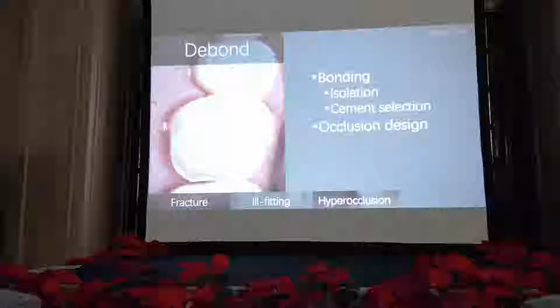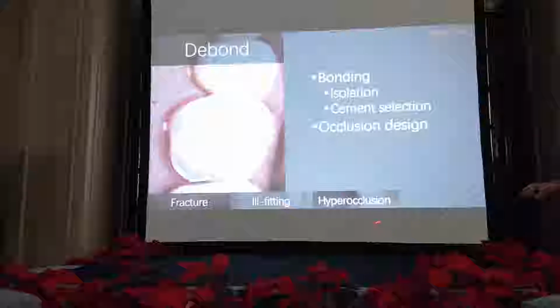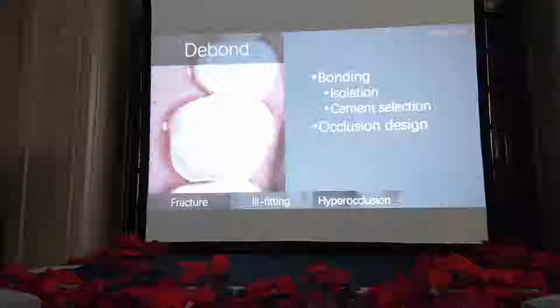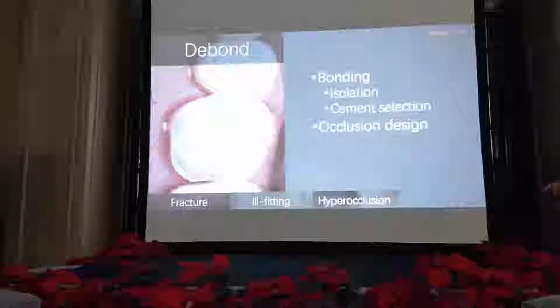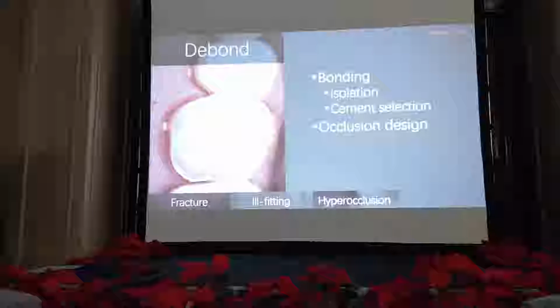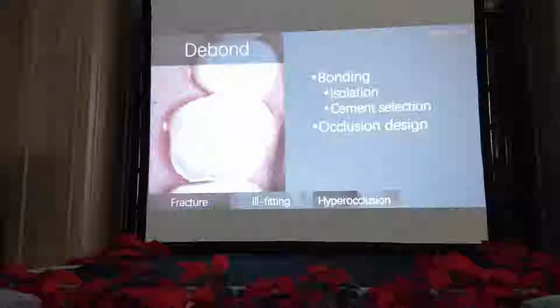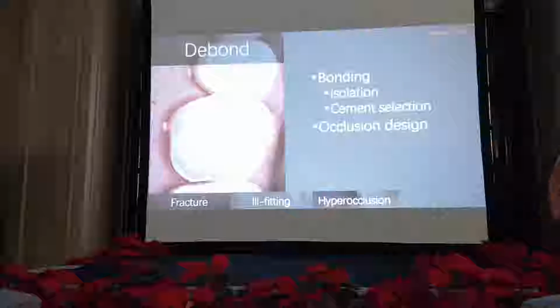Occlusion design. If you look at the four most common problems, you can see that the relationships are very complex. Right? One problem could be the risk of the other. For example, if your restoration is ill-fitted, it cannot seat down and causes hyperocclusion. And if it is hyperocclusion, your restoration may fracture or debond, right? So we're going to talk about these problems and their causes.